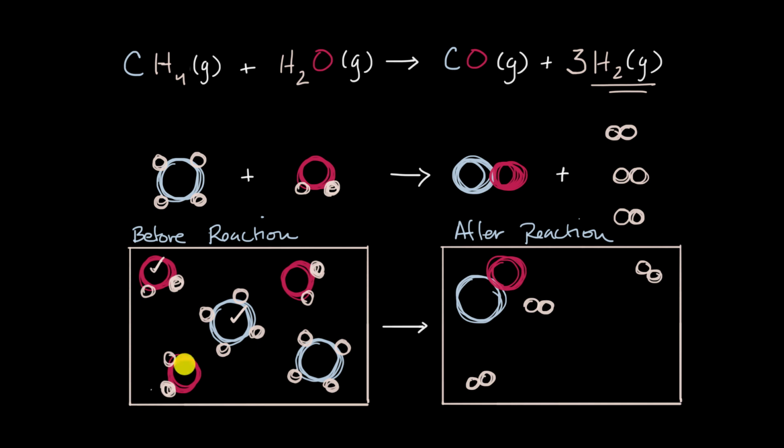And now we can imagine that maybe this water molecule reacts with this methane molecule. And so that would produce another carbon monoxide. Let me draw that roughly at the right size. Another carbon monoxide molecule. And 3 more hydrogen molecules, or a total of 6 more hydrogens. So that's 1 and 2 and 3.